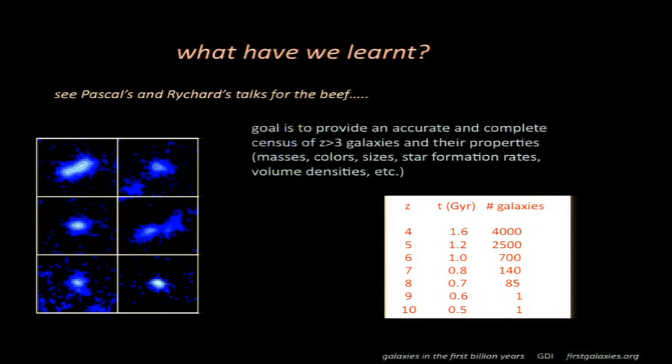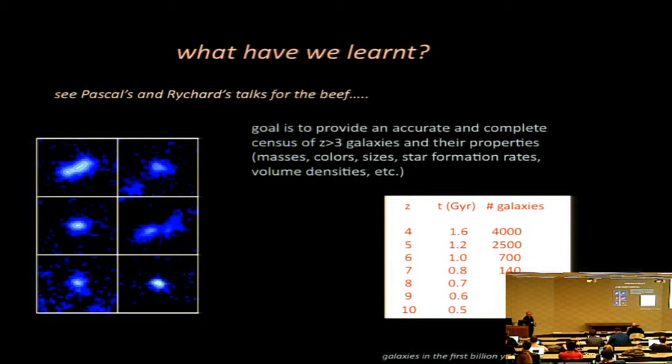So what have we learned? Let me walk through this and just give some highlights, and Richard and Pascal will give more details. But the goal is to gain a quantitative census of galaxies at high redshift, redshifts greater than 3, from these deep fields, wide fields, clusters, whatever we can. We're agnostic as to the source of data and the type of the data. Whatever is valuable will go in there and be used.